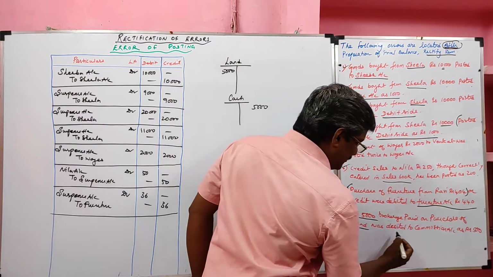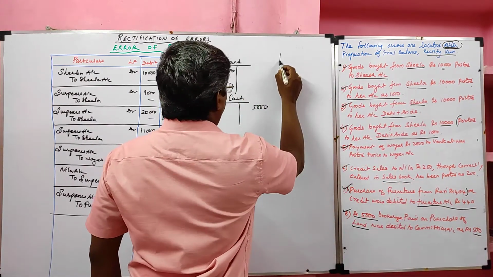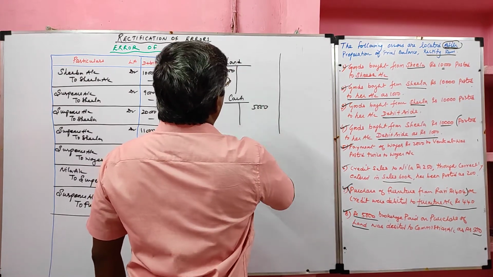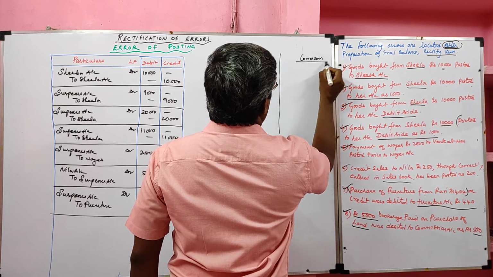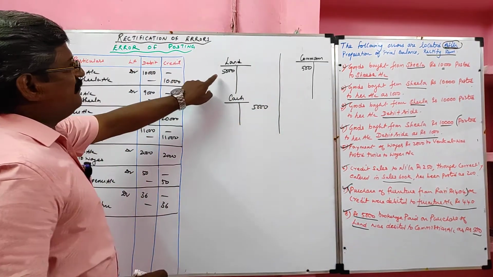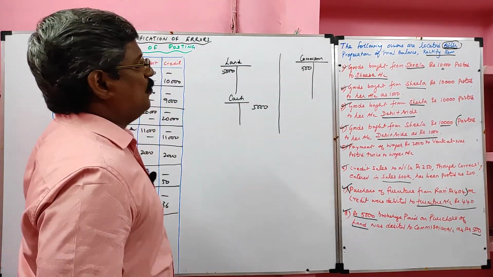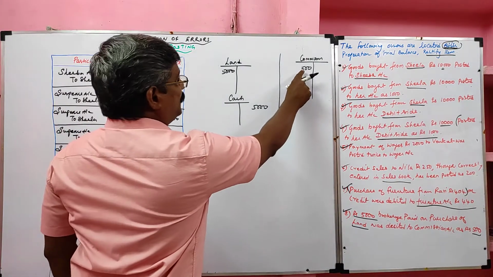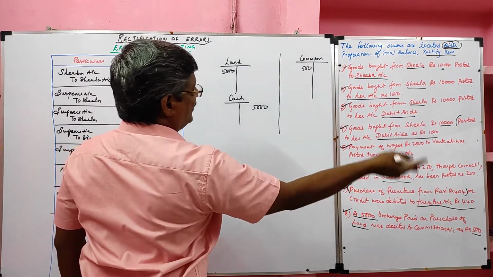But what they did was debited to the commission account how much? 500. Instead of debiting the land, they gave debit to the commission account. What are we supposed to do? First we should cancel the commission, where it was on the debit side. So commission goes to the credit side.